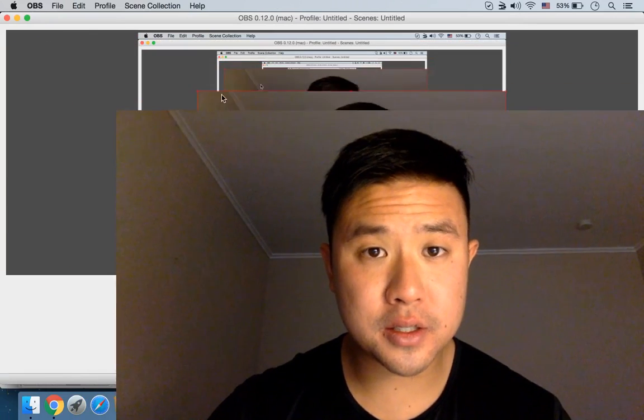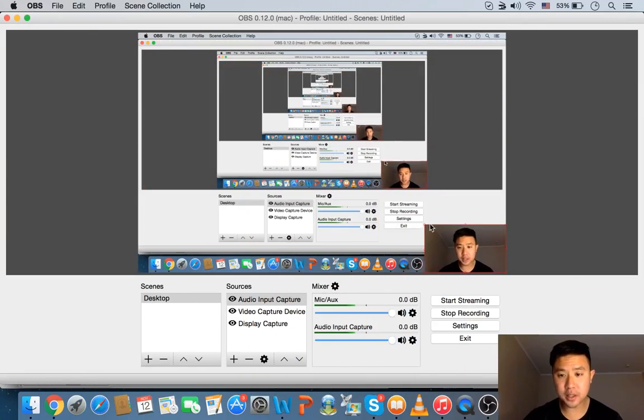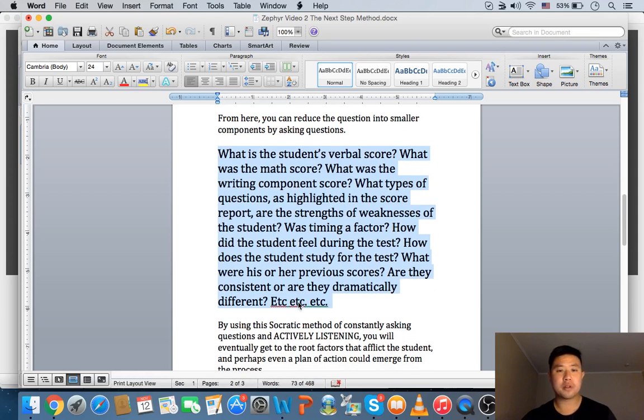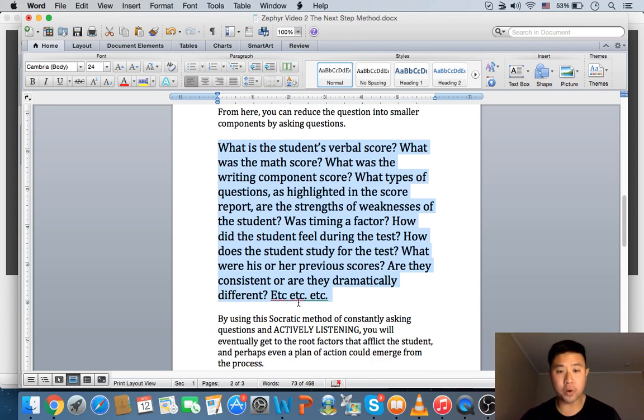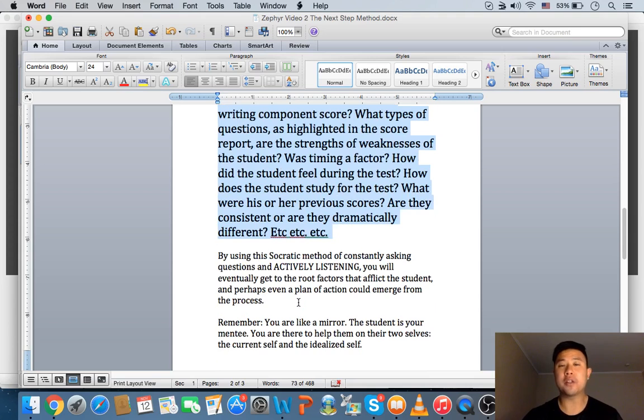All right, let's reduce me and go to Word. What is a student's verbal score? What was the math score? What was the writing component score? What types of questions, as highlighted in the score report sent to you by ETS, are the strengths and weaknesses of the student? Was timing a factor? How did the student feel during the test? What were his or her previous scores? Are they consistent or are they dramatically different?